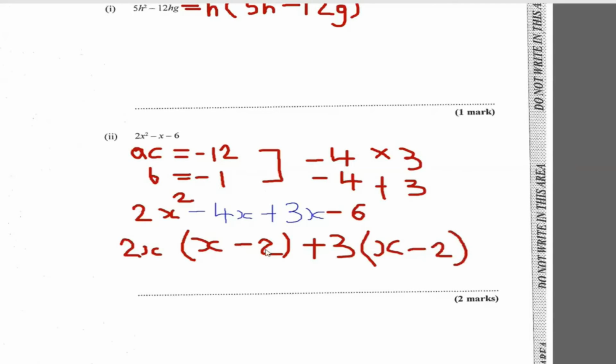Now, all you need to do is simplify this. Just go ahead and simplify it. You can factor out x minus 2 from these two expressions, and it's going to be (x minus 2) times (2x plus 3). And this is how you factorize this quadratic expression.